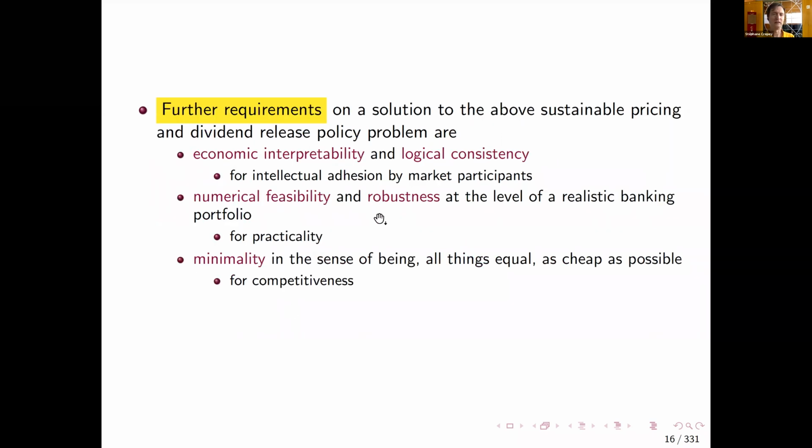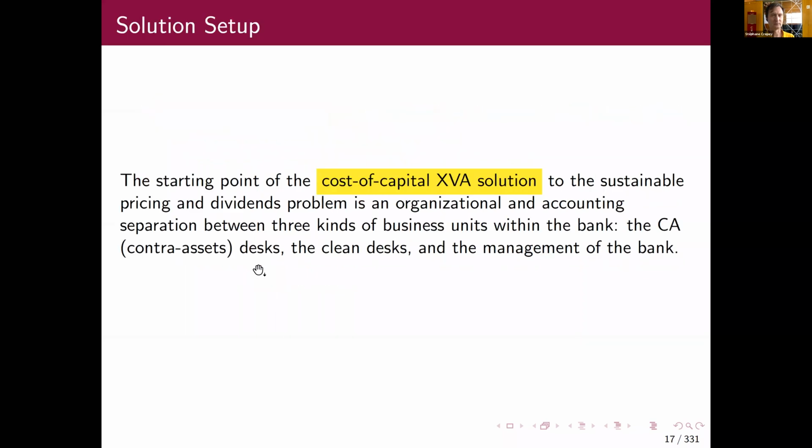And our pricing approach should be solidly grounded in economic and logical terms. It should be feasible, robust at the level of the portfolio of the bank, and it should not be unnecessarily conservative. So this is the problem that we pose. And now I will present our solution setup.